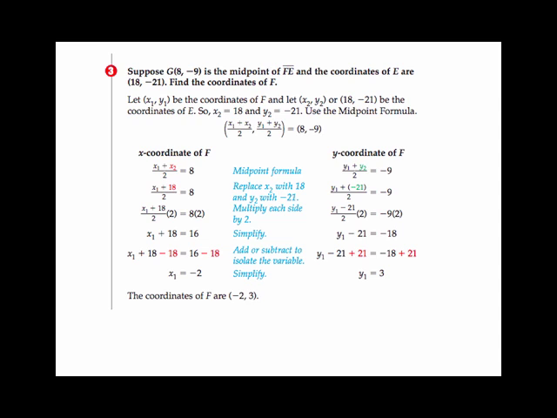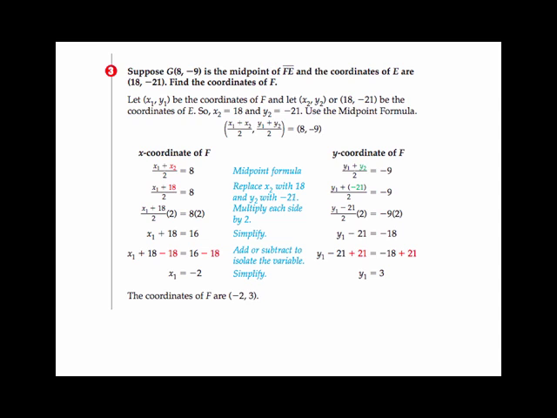I'm going to go through the exact same procedure to find the y coordinate of F. My midpoint formula tells me to take y1 plus y2. I don't know y1, so I'll just leave it as a variable. I'm going to substitute -21 in for y2. Now I know that those two numbers added together divided by 2 should give me -9. So I'm going to write that equation, and I'm going to solve for y1.